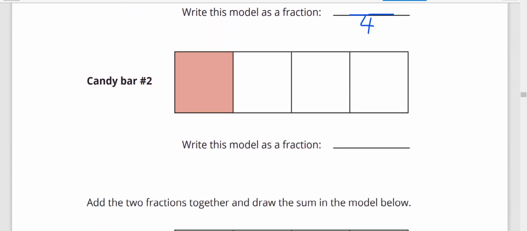Write this model as a fraction. First, how many all parts in this model? Count 1, 2, 3, 4. Write 4 in the denominator. And how many shaded parts in this model? 1 part. Write 1 in the numerator.